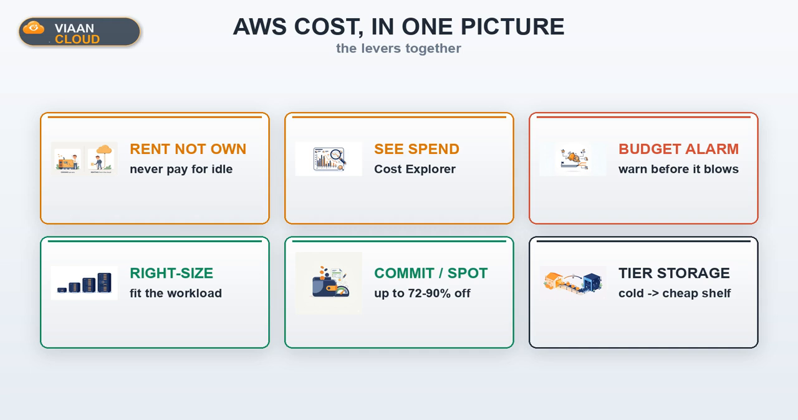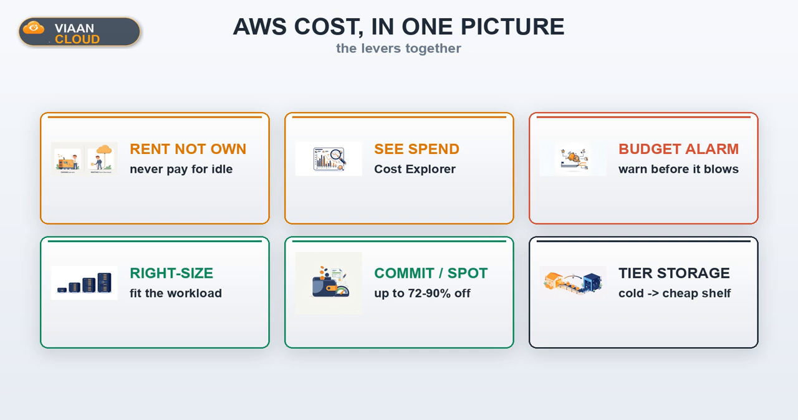Let's bring it together. Cloud cost is controllable because you rent, not own, so the prime directive is never pay for idle. See your spend with Cost Explorer and put a budget alarm on it before anything else. Then pull the levers, right-size oversized resources, switch off or auto-scale the idle ones, commit to savings plans for steady work, and Spot for interruptible work. Tier your storage with lifecycle rules, and hunt the hidden costs like data egress and forgotten resources.